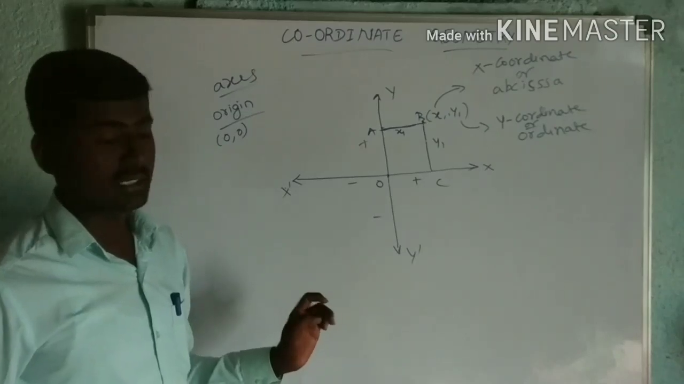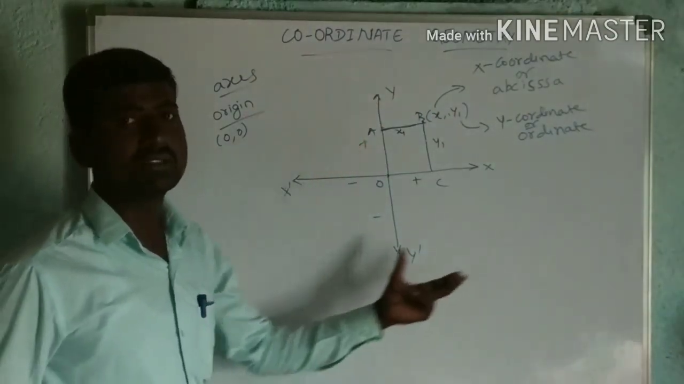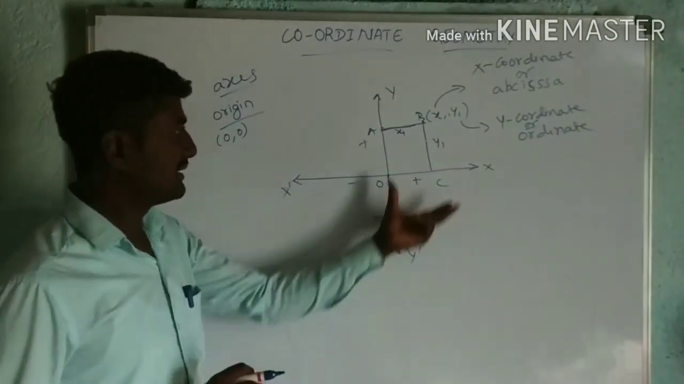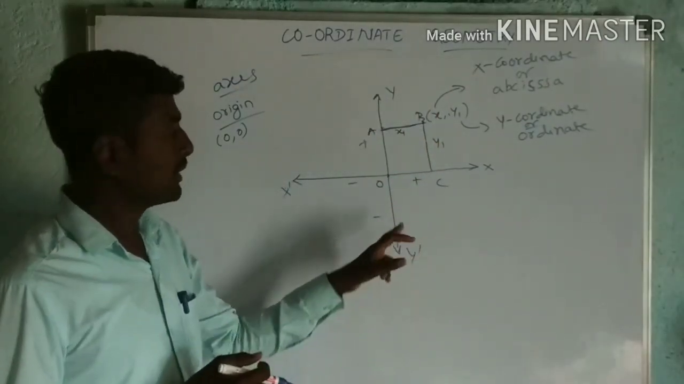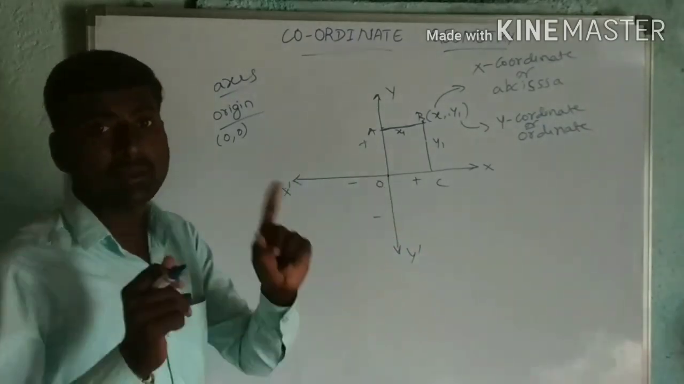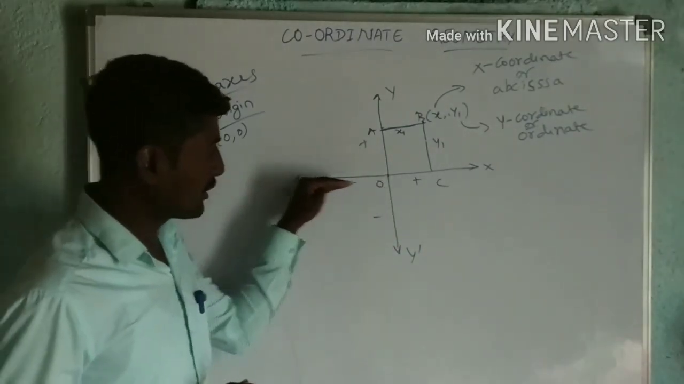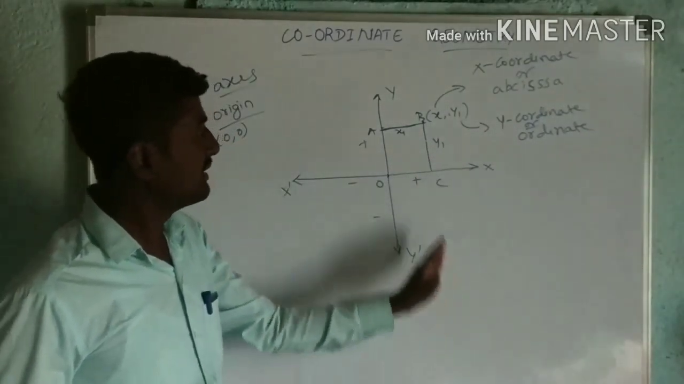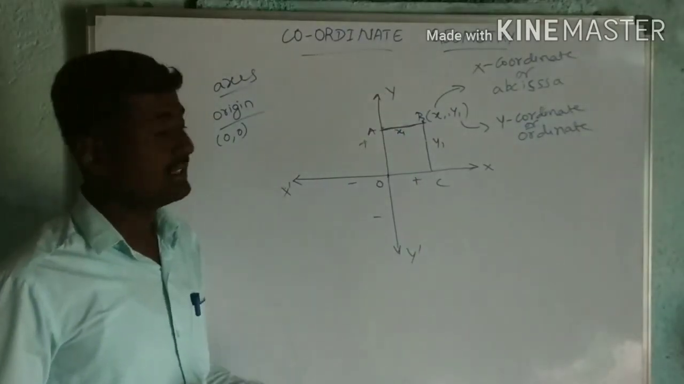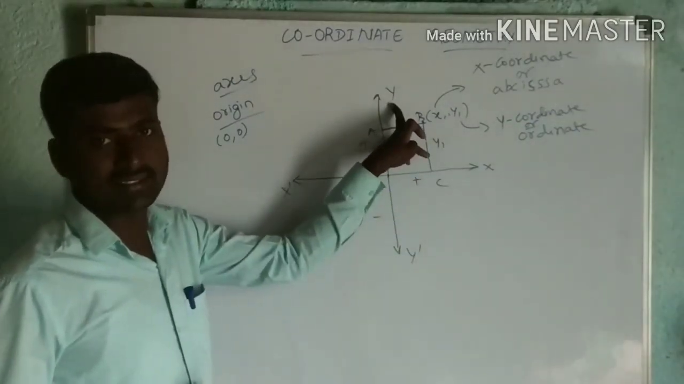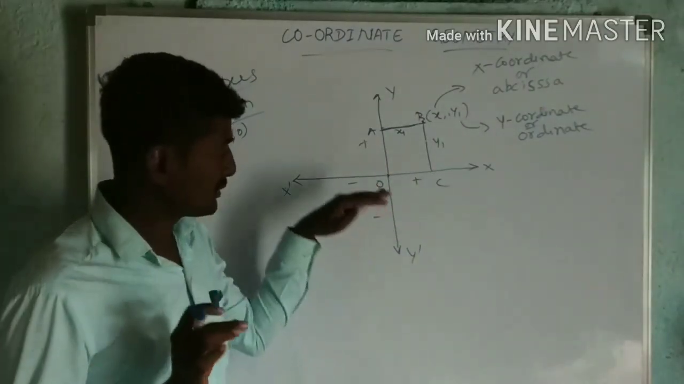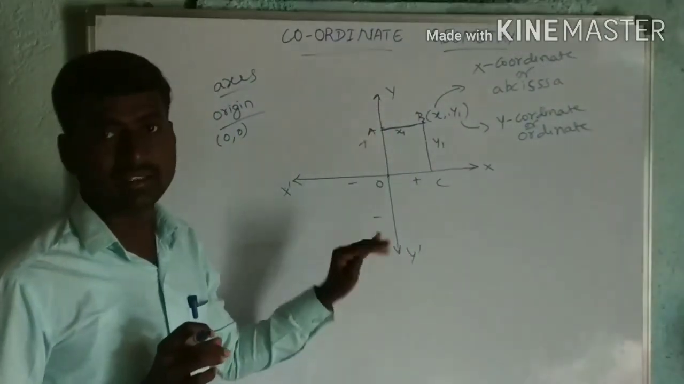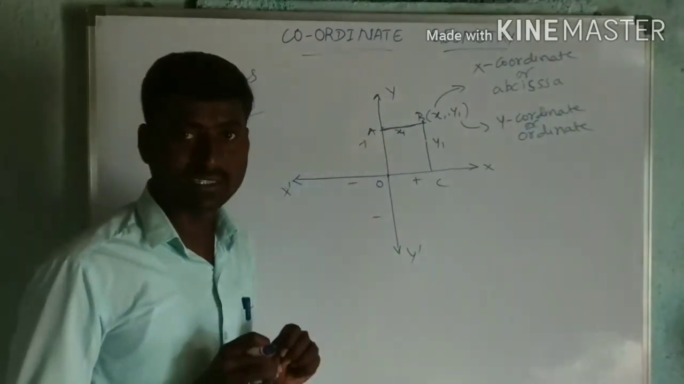So what we discussed up to now: let us consider the board as one plane. This plane is divided by two perpendicular lines. One is the horizontal line, which we call the x-axis, and the other is the vertical line, which is called the y-axis. These two lines are perpendicular to each other.